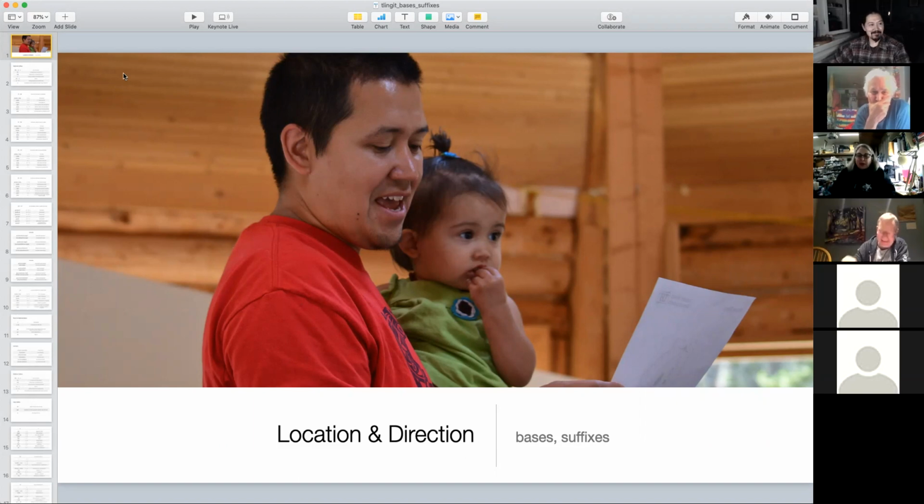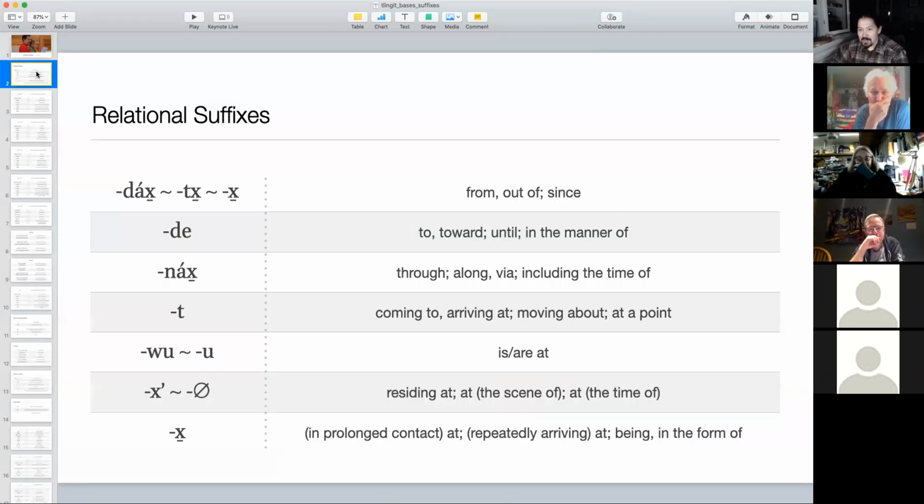That was fun. So this one is about these bases and suffixes. So let's step away from verbs. Let's just look at this stuff, okay? So you have these suffixes. These suffixes here talk about where things are at and also where they might be going.